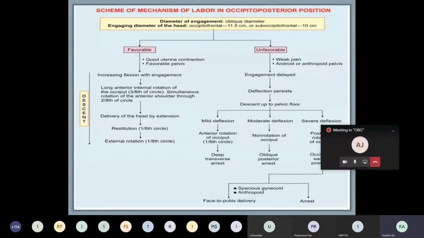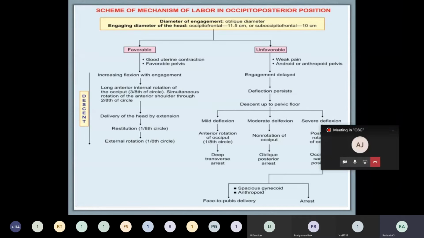So what is a favorable pelvis? Where the posterior segment is quite roomy. So such a favorable pelvis, we have the anthropoid pelvis. Okay. So in an anthropoid pelvis, in presence of good uterine contraction, occipitoposterior positions have a favorable outcome. So what happens is when the uterine contractions are good and the pelvis is quite roomy, as and when the lady goes into labor, though the head is deflexed, the flexion goes on increasing and engagement takes place, though it is delayed.